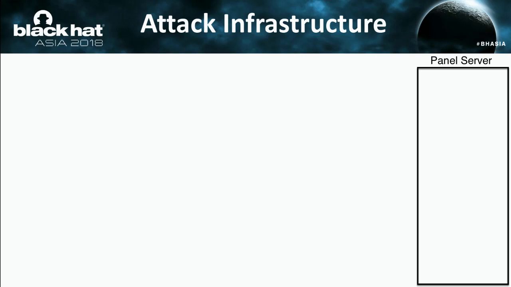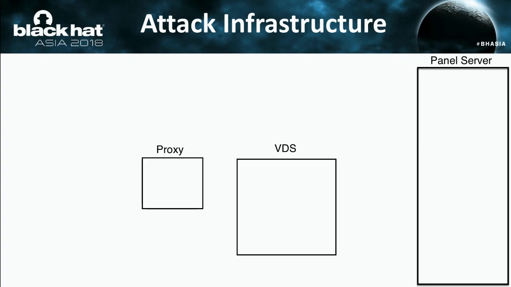So another server in the attack infrastructure is the VDS server, which is the actual landing server. VDS is the virtual dedicated server. And the next server is the proxy server. In the leaked exploit kit, we have the code for the panel server and also the proxy server, and we don't have the code for the VDS server.